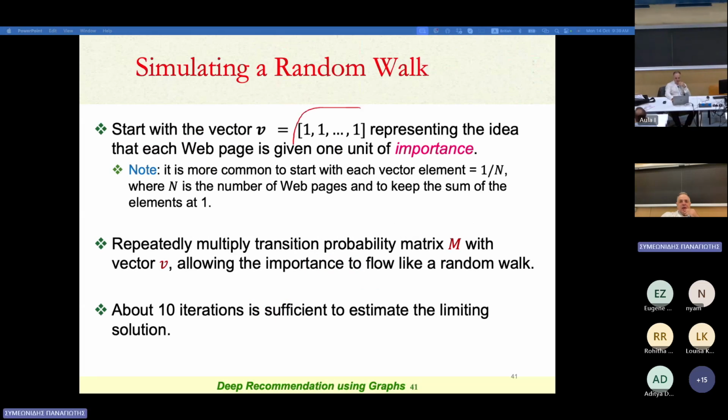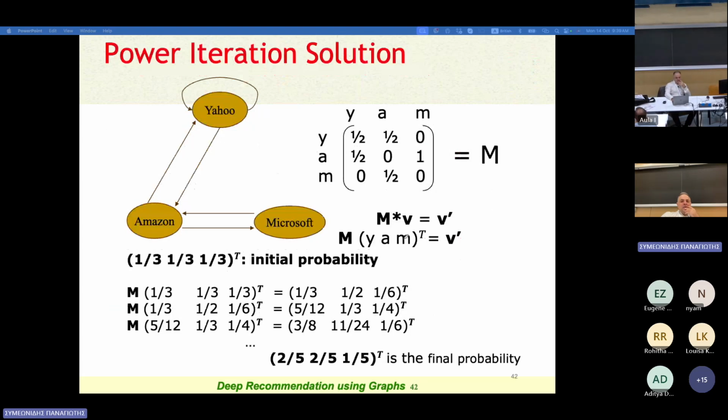So this is the initial vector. We usually start with 1, or we use this 1 divided by n. And here we can see how we can compute the importances of the nodes. We start with the transition probability matrix times the initial vector, and then we compute v prime. And in the end, after several multiplications, we arrive at the importance of the nodes of the graph.